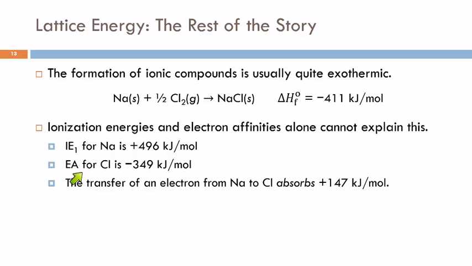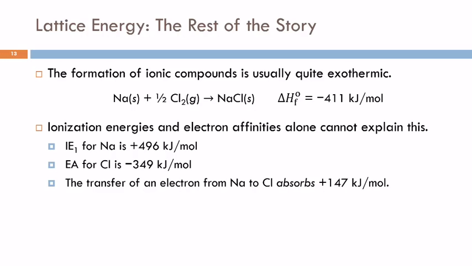The electron affinity for chlorine is minus 349 kilojoules per mole. This is half a mole of Cl2, which is the same as 1 mole of just chlorine atoms. And so when we give an electron to chlorine, we get a release of 349 kilojoules. But when we add those up, we see that transferring an electron from sodium to chlorine actually absorbs 147 kilojoules. It does not release 411.